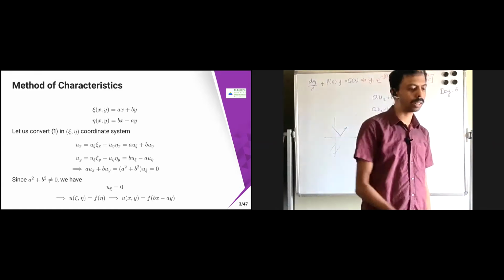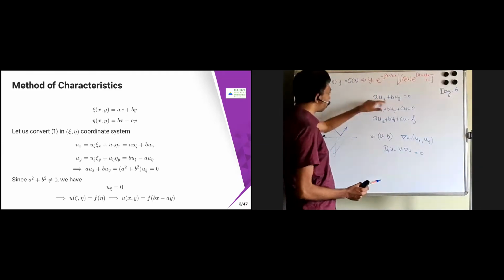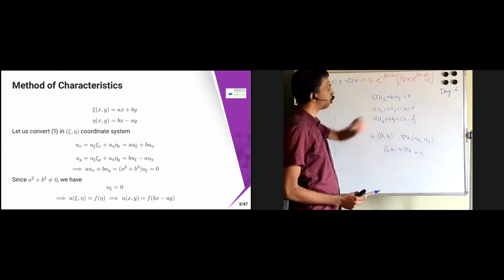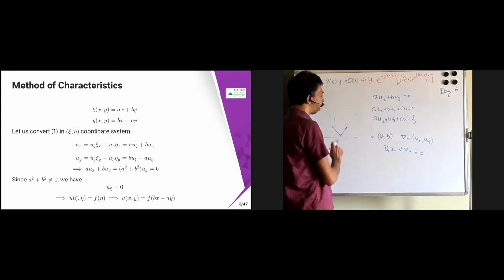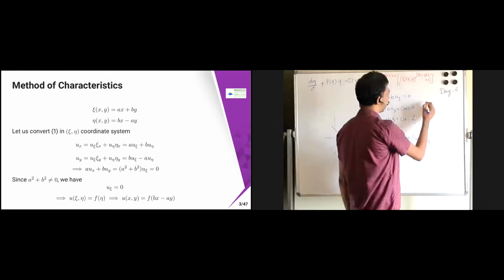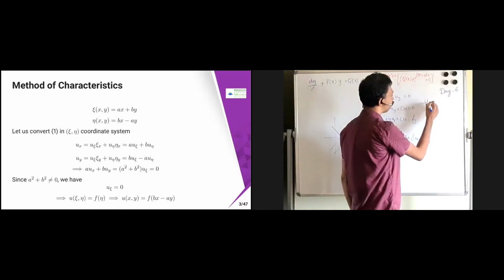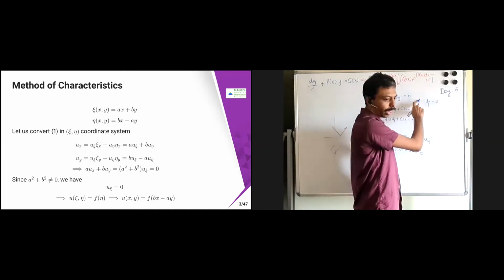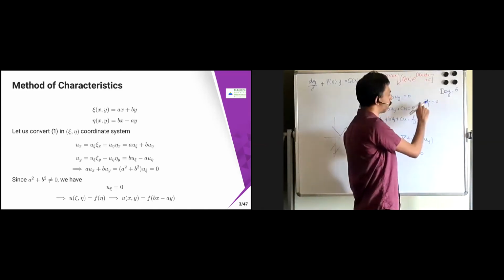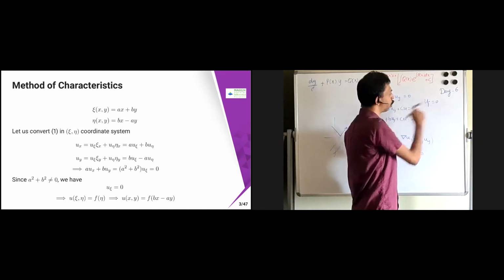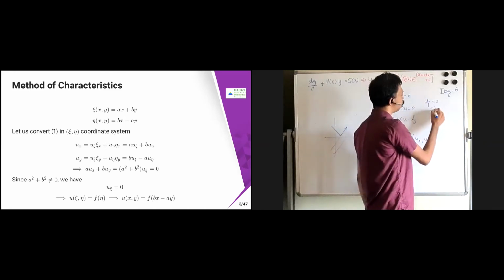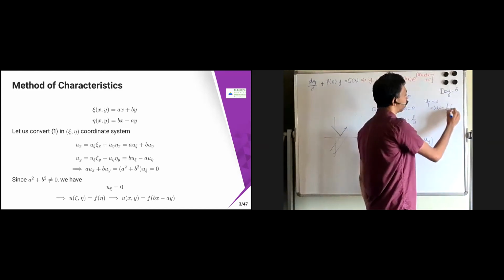Then we converted the original equation, the given PDE a u_x plus b u_y equal to 0, into the coordinate system (chi, eta). So in (chi, eta), this will become like a u_chi equal to 0. I assume that a is not equal to 0. So (a squared plus b squared) u_chi equal to 0 will come. So a squared plus b squared is not equal to 0. Therefore, u_chi equal to 0, which implies u is a function f of eta.